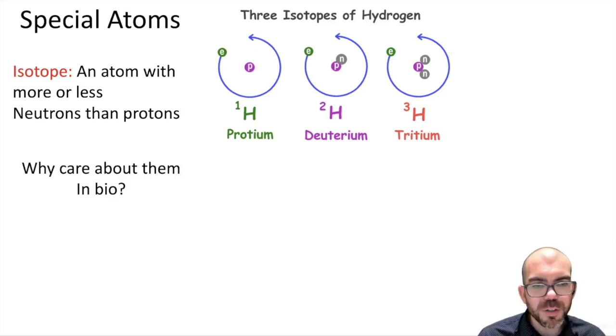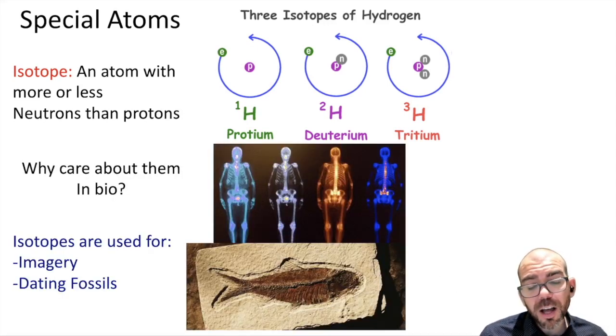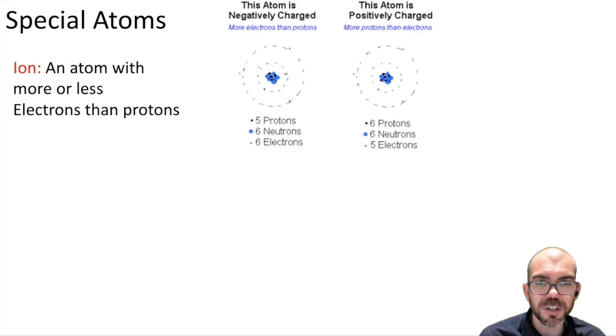Why do we care about isotopes in biology? Well, they're used a lot for imagery. If I want to track molecules going in and out of an organism, or I want to take images of it while it's still alive, I can use isotopes to do that. We can also use isotopes to date fossils. If I were to find this fish fossil and I wanted to know, is it 1,000 years old, 1,000,000 years old, 100 million years old, I can date the isotopes that make it up to learn that answer, which is huge for understanding evolutionary biology.